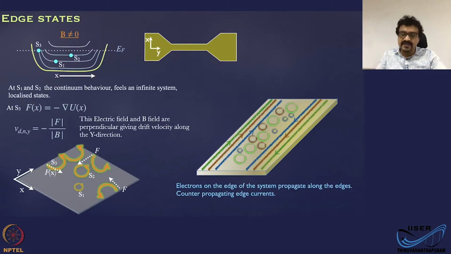Now, let us look into this problem in a little bit more detail. So this is the picture we have. We have states at the edge and no states in the middle for conduction. So the condition here is I'm having now 3 states marked S1, S2 and S3.